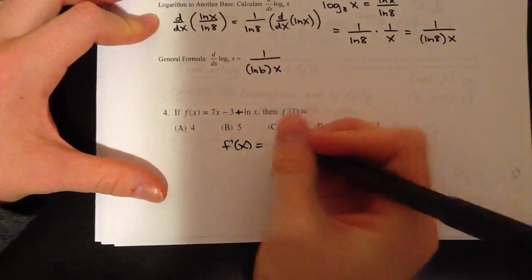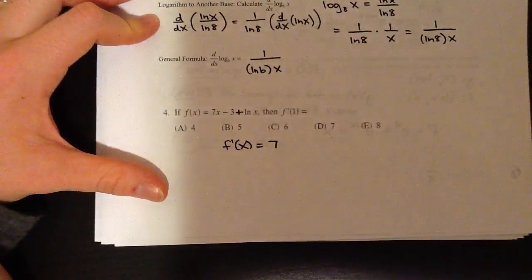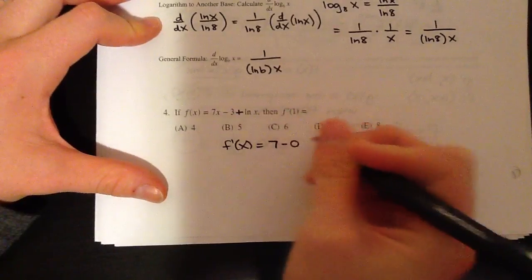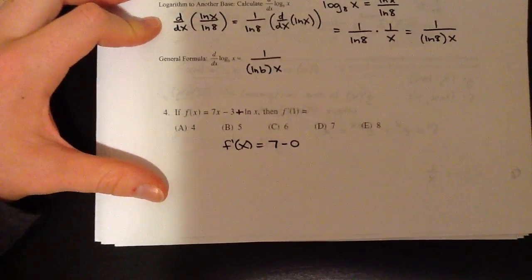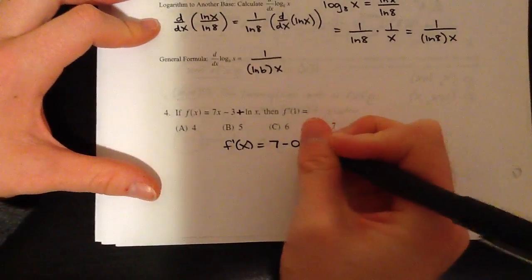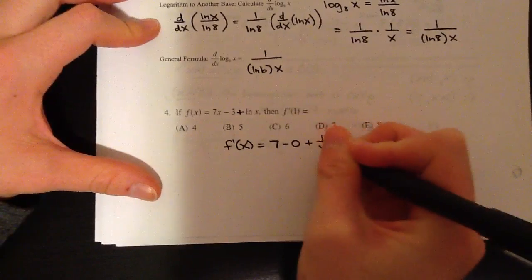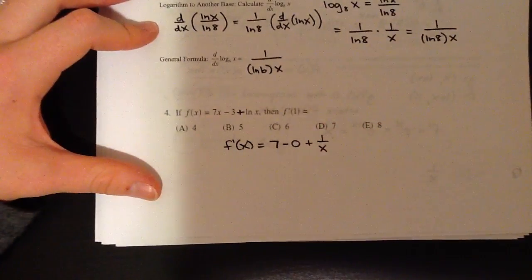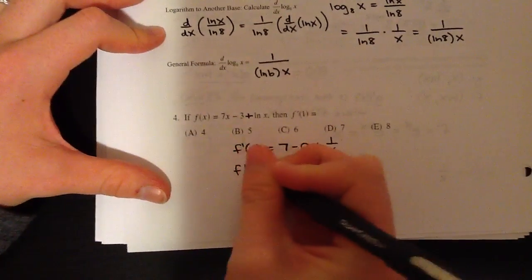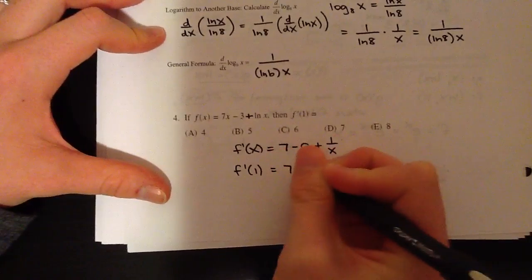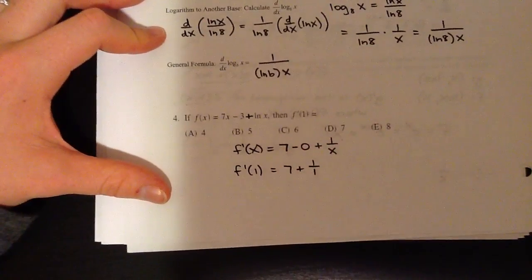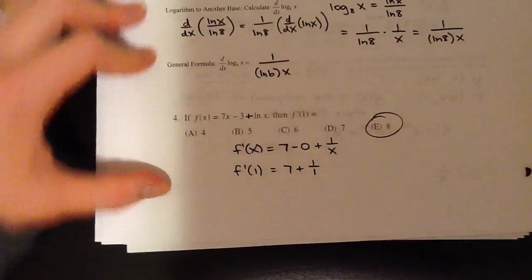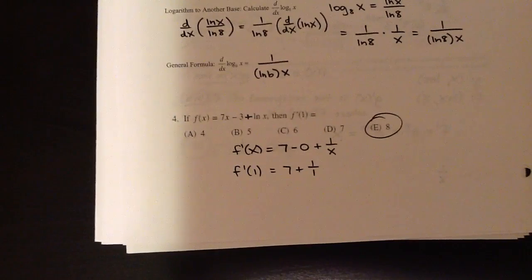So the derivative of 7x is a 7, because it's a linear piece, minus the derivative of 3 is just 0, so you definitely don't need to write that, but you can. And then plus the derivative of natural log of x is just 1 over x. So just a very basic derivative. So they want us to plug in the 1. So really the only place we can plug in the 1 is right here. So I end up with 8. Okay, so that's it for this one. Kind of a short one for you guys.